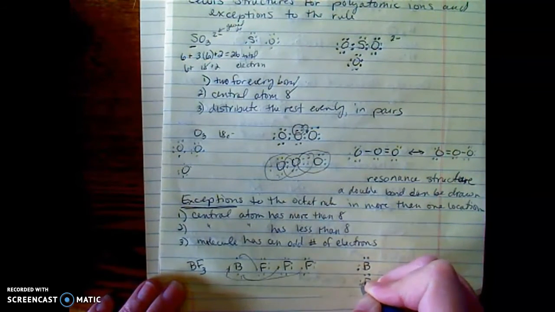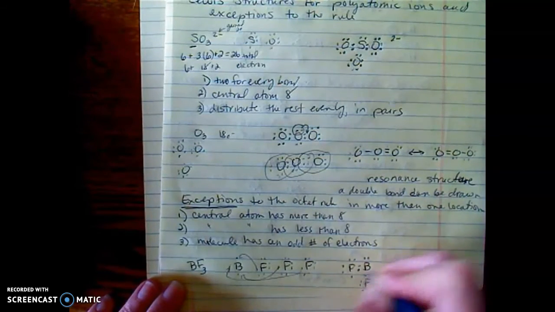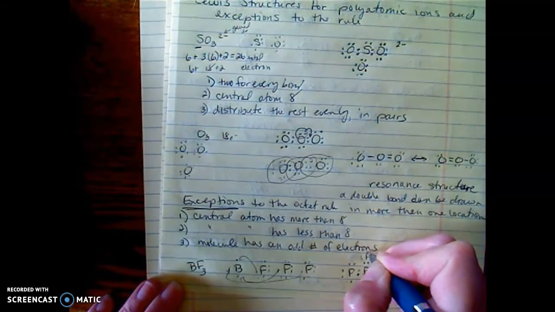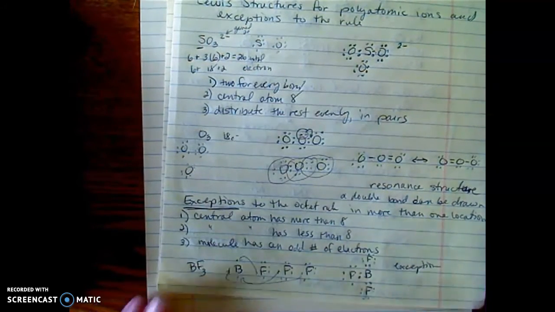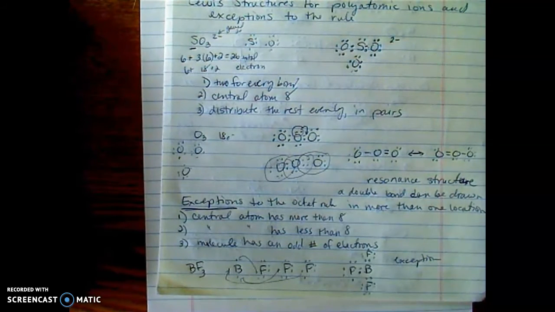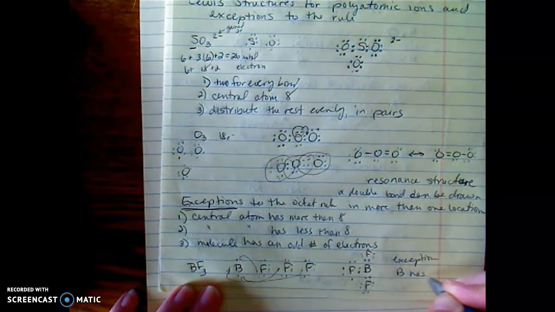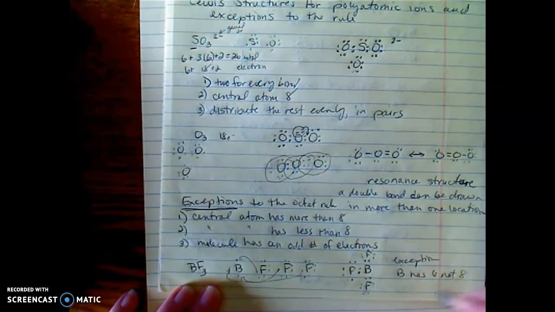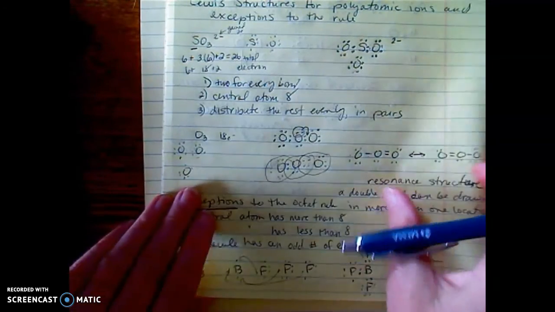So you've got a fluorine here. You have a fluorine here. And then you're going to have a fluorine here. This is an exception to the rule. So I'm not going to try to force 8 around the boron. Boron cannot hold a double bond. So this is the correct structure. Why is it an exception? Boron has 6, not 8 valence electrons. That makes it an exception.